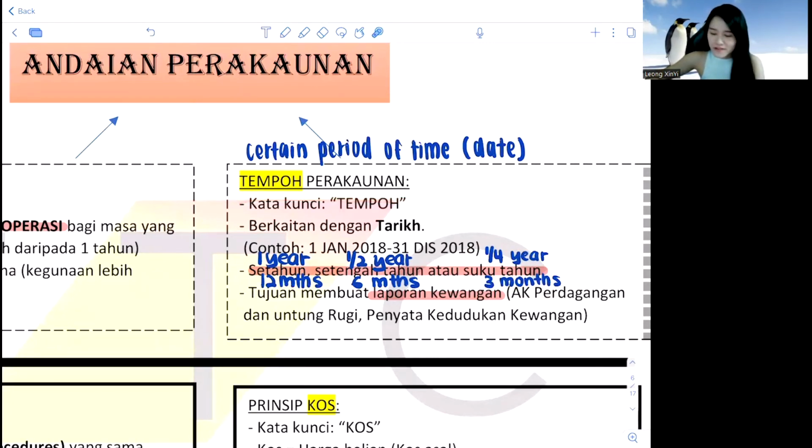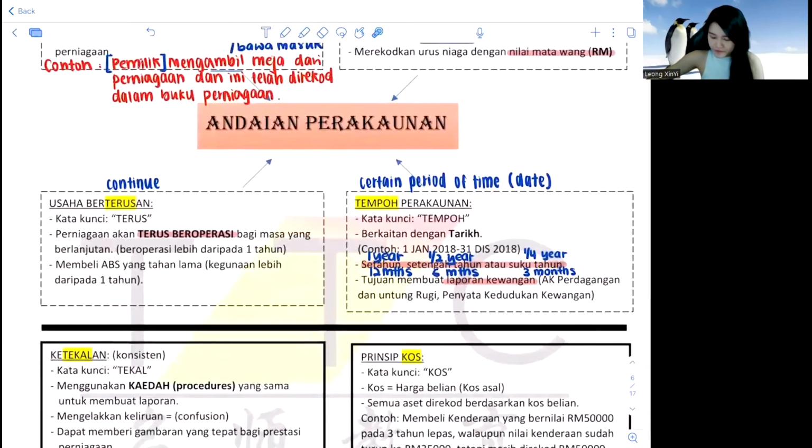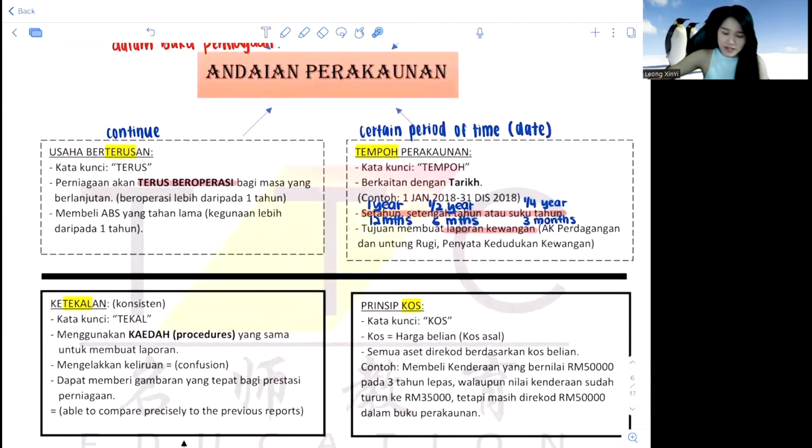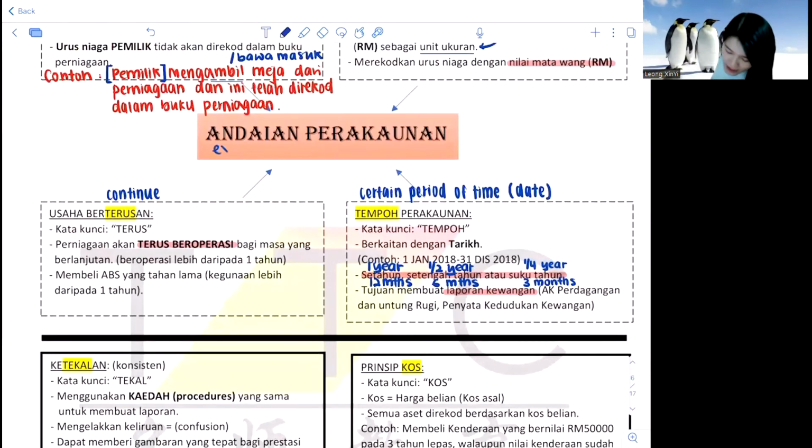But guys, nobody ever does suku tahun. It's too crazy already because so many reports is going to make me very messy. So usually people will opt for either setengah tahun or setahun. So the popular one is setahun. Okay, all right. So let's move on. Now, Andaian is finished already. What is the meaning of Andaian? Andaian stands for expectations.